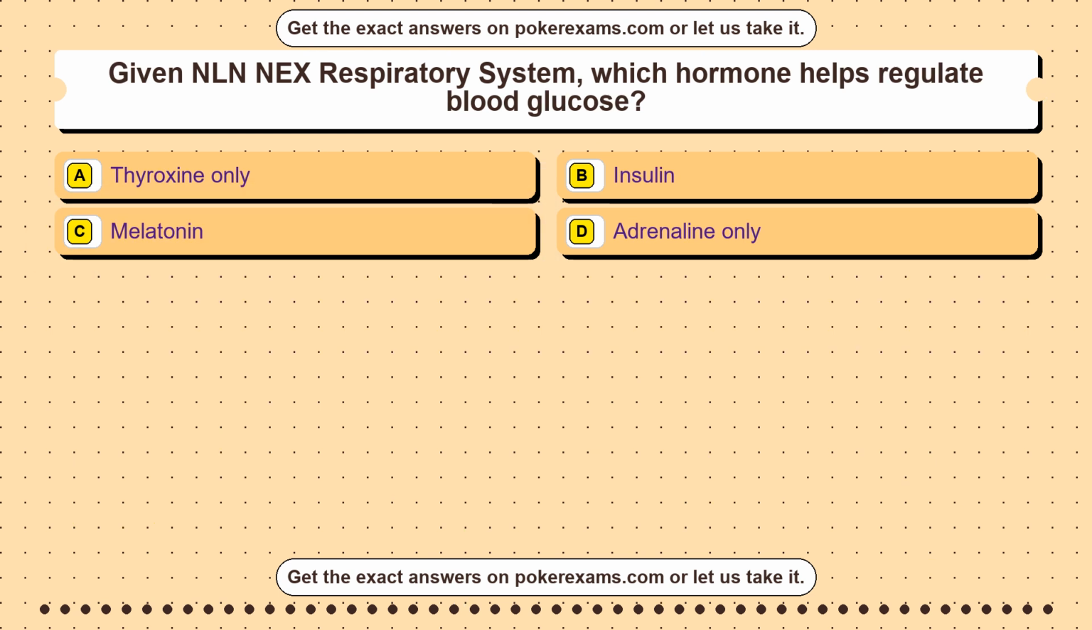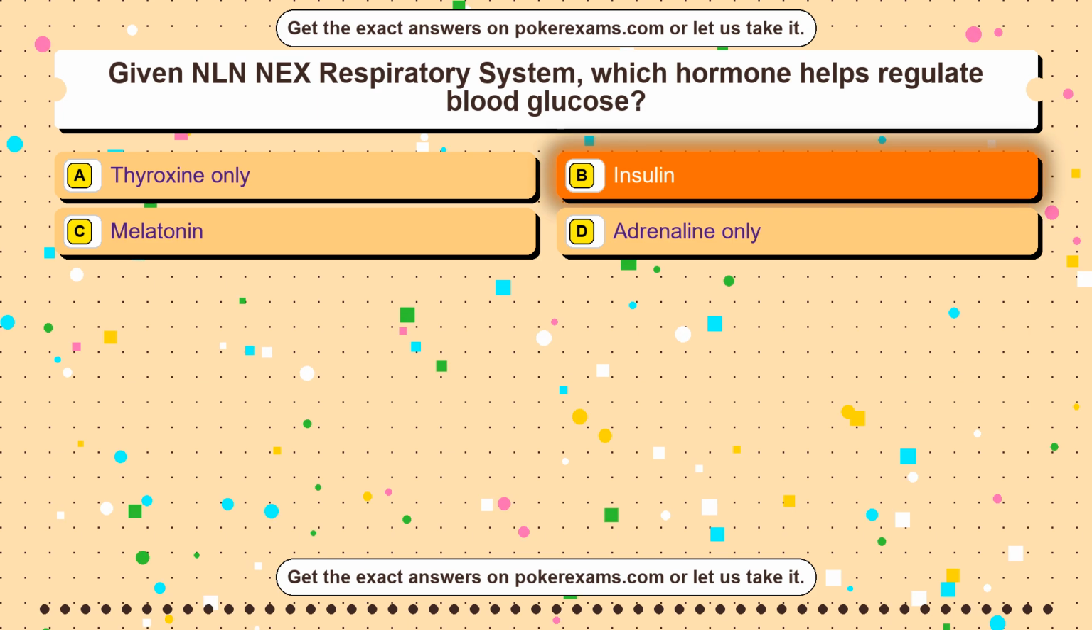Question 48. Given GED reading comprehension practice, which word best replaces very big? Option A, brief. Option B, enormous. Option C, tiny. Option D, weak. The correct answer is option B.